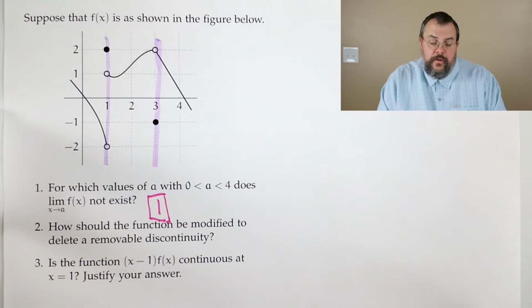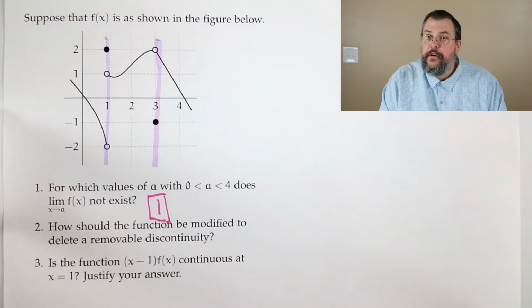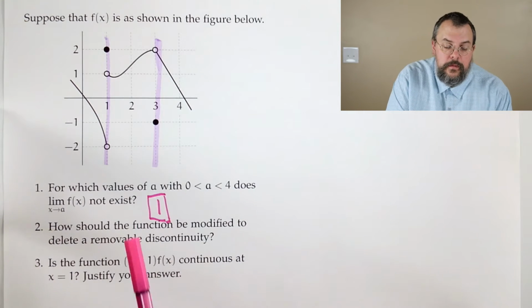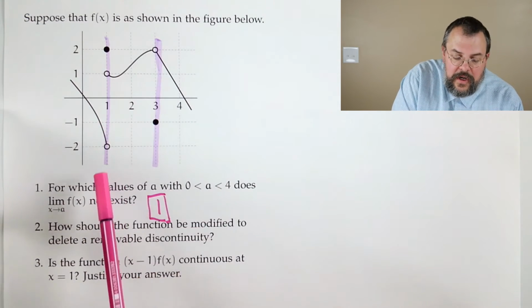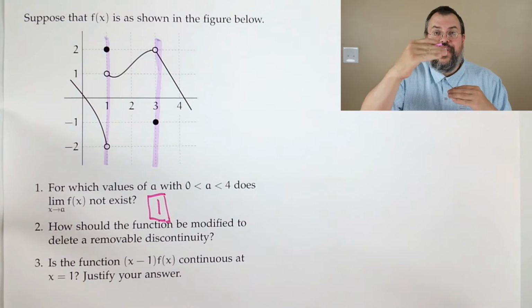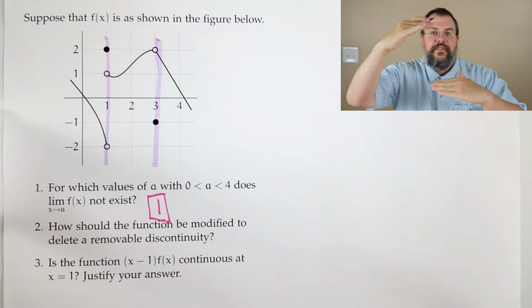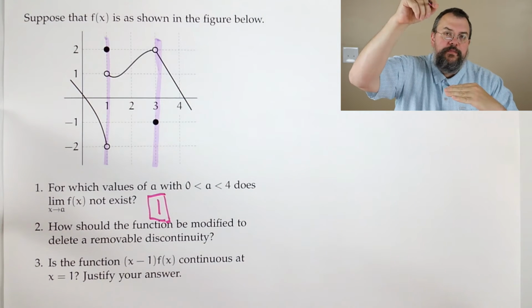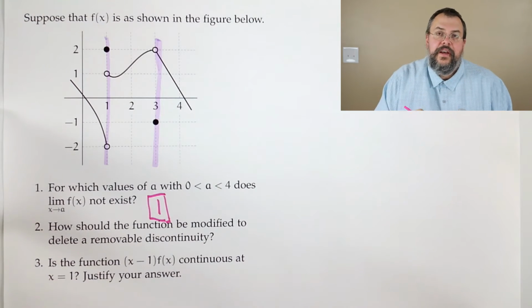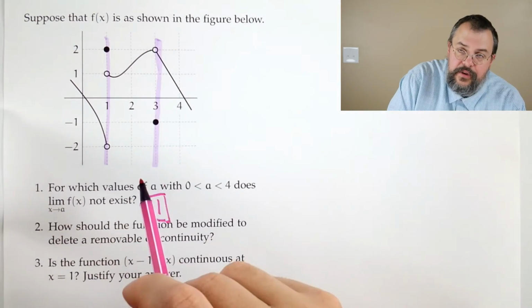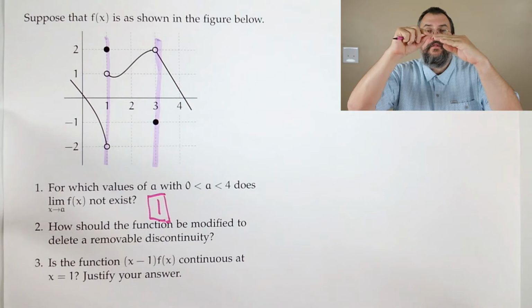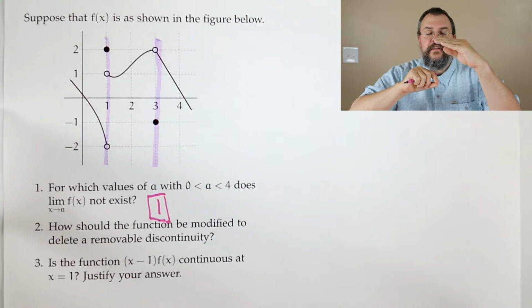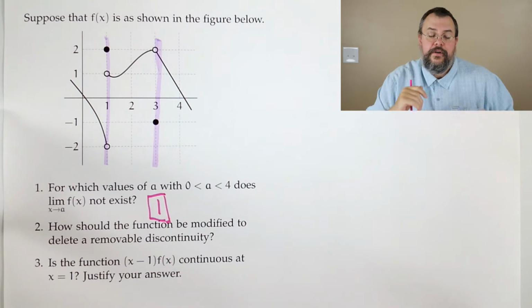Okay. So let's go to the second problem. How should the function be modified to delete a removable discontinuity? Well, there are 2 points where we have a discontinuity. This first one is a jump discontinuity because the 2 sides don't line up. So you're like jumping your pen to keep going. The second point, at 3, is removable because both sides come together. It just happens that the function is not defined in a manner consistent with the behavior locally.